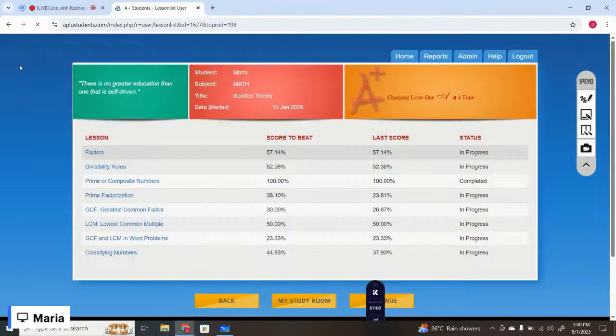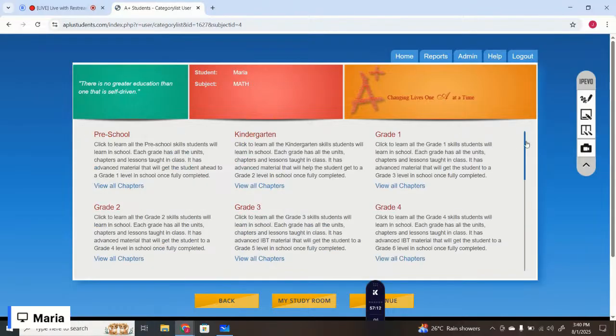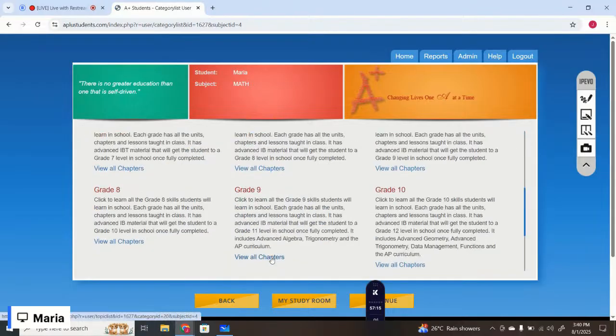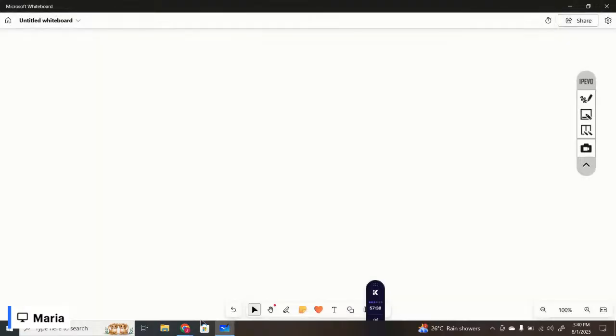So we were working on grade 8 math. The chapter we were working on is GCF, greatest common factor, least common multiple, GCF and LCM word problems and classifying numbers. So please make sure before the next session you complete all the practice questions for the lessons we just did. That is your homework until next session.